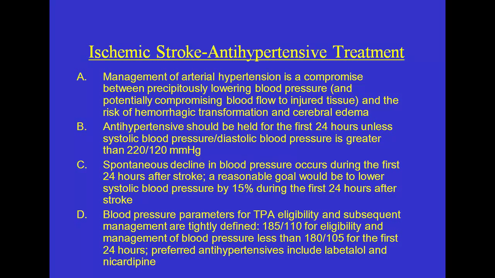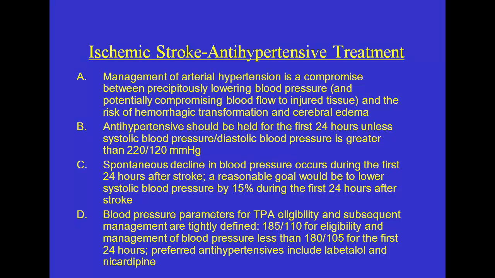All right, so the management of arterial hypertension. This is probably the most common question: where do you keep the patient's blood pressure, whether it's intracerebral hemorrhage or stroke? There are some guidelines available on the Vidant website in the neurology guidelines. But here are some guidelines that were available from this book. It's a compromise between precipitously lowering the blood pressure and potentially compromising blood flow to the injured tissue, and the risk of hemorrhagic transformation if you maintain the blood pressure too high, and maybe you can make cerebral edema worse.